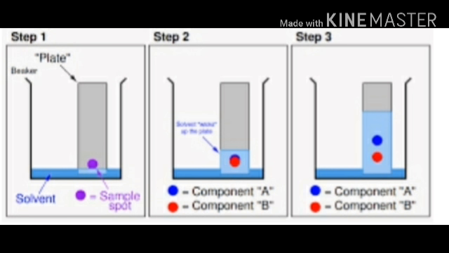Applications of chromatography: first of all, we can separate colors in a dye. Second, pigments from natural colors, and drugs from blood. Let us discuss the activity related to chromatography once again.